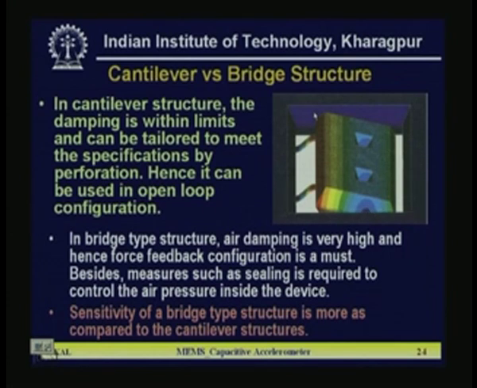In the cantilever structure, the damping is within limits and can be tailored to meet the specifications by perforation. Hence, it can be used in open loop configuration. On the other hand, in the bridge type structure, air damping is very high and hence force feedback configuration is a must. You have to go for force feedback configuration in order to settle the complete structure.